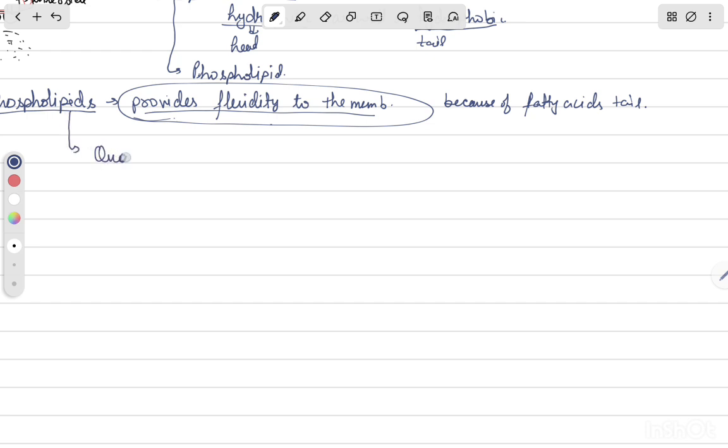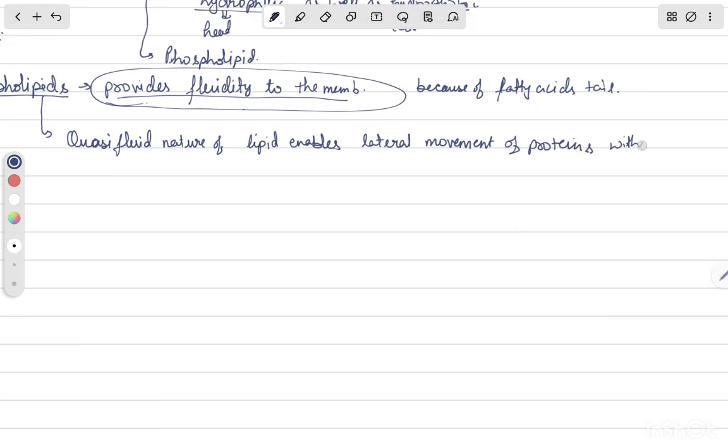So quasi-fluid means jelly-like, not exactly fluid. The quasi-fluid nature of lipid provides a flexible nature to the cell membrane. It enables lateral movement of proteins within the overall bilayer.